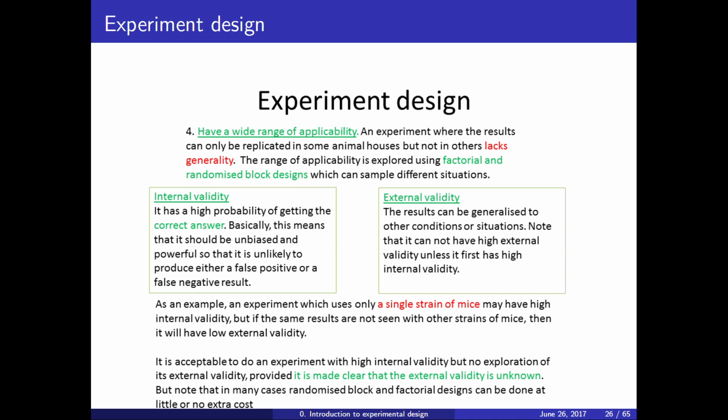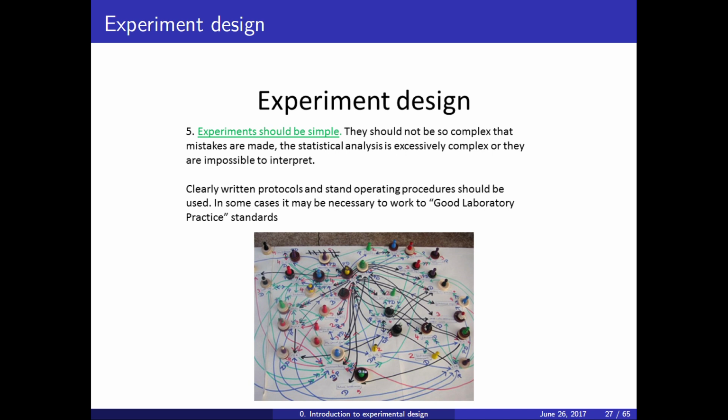And it is acceptable to do an experiment with a high internal validity, so that means, for instance, a single strain. But it should be clear that the external validity is unknown, so you cannot make too bold claims because you haven't tried in many different situations. And experiments should be simple, so simple meaning that they shouldn't be very complex to perform, because the more complexity there is, the more chances there are that you make mistakes, that there is some bias, that there is some other variable that you have not thought of and it is affecting your result.